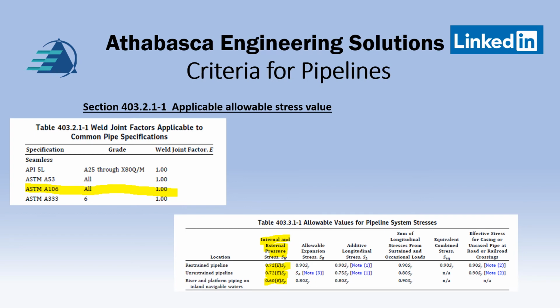The other one is the one. My preference is, this is sort of a summary, and basically we're focusing right now on the internal external pressure equation. So for restrained and unrestrained pipe, and for riser and platform piping and navigatable waters, we use essentially a similar equation, 0.72 for restrained and unrestrained, and then for the riser one we use 0.6. So that's that F factor we talked about earlier, and that's basically it.